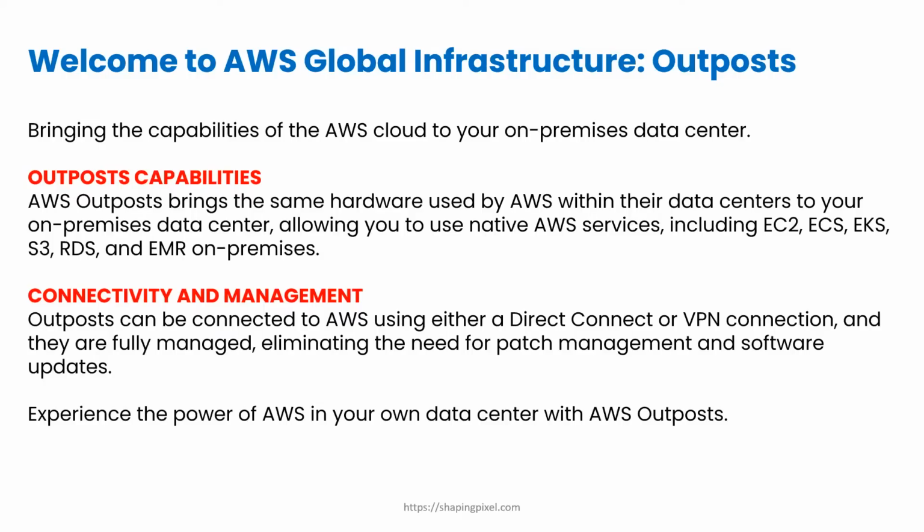AWS Outposts, bringing the capabilities of the AWS cloud to your on-premises data center. AWS Outposts bring the same hardware used by AWS within their data centers to your on-premises data centers, allowing you to use native AWS services including EC2, ECS, EKS, S3, RDS, and EMR on-premises. Outposts can be connected to AWS using either a Direct Connect or VPN connection, and they are fully managed, eliminating the need for patch management and software updates. Experience the power of AWS in your own data center with AWS Outposts.